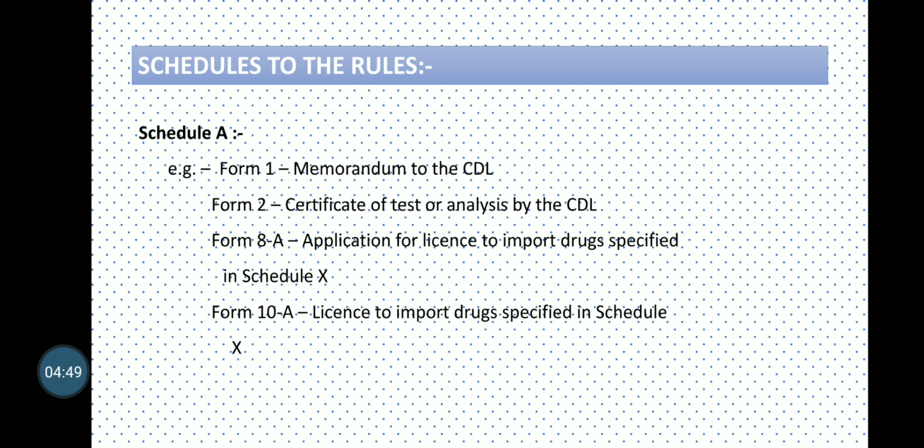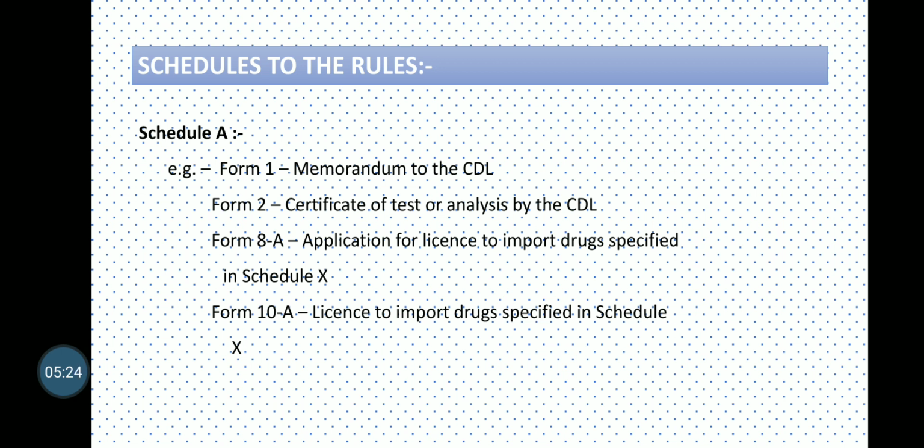Form 2: after completing the testing or analysis of the required samples sent by custom collectors or by court, a certificate of that testing or analysis will be provided by the Central Drug Laboratory in the format which is given in Form 2. After CDL completes testing and analysis, in which form will it provide the certificate, which format will it use? For that, Form 2 is going to be used.